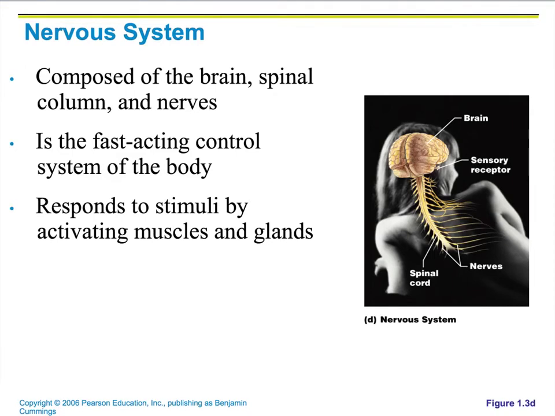Our nervous system is composed of brain, spinal column, and nerves. It's extremely fast-acting and helps us to respond to stimuli. It will activate the muscles or whatever glands needed to help us do that.